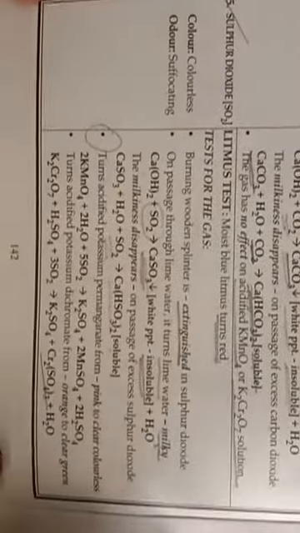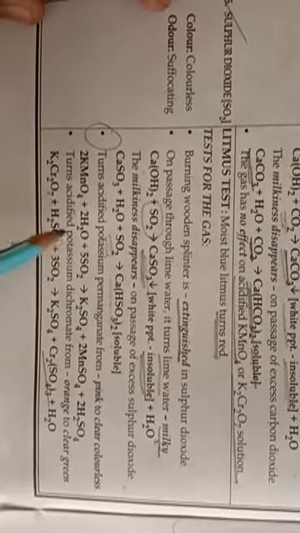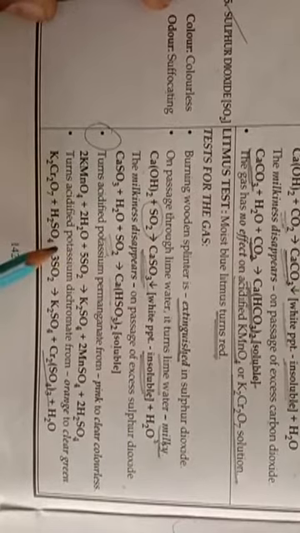But the milkiness disappears on passage of excess sulfur dioxide. On passing excess SO2, the milkiness of CaSO3 disappears because calcium bisulfite is formed, which is soluble in nature. So the same observation as in the case of CO2 is seen here also, but the salts formed are different from the case of CO2 gas. These two tests help us distinguish between CO2 and SO2. So CO2 and SO2 can be distinguished with the help of these two observations.